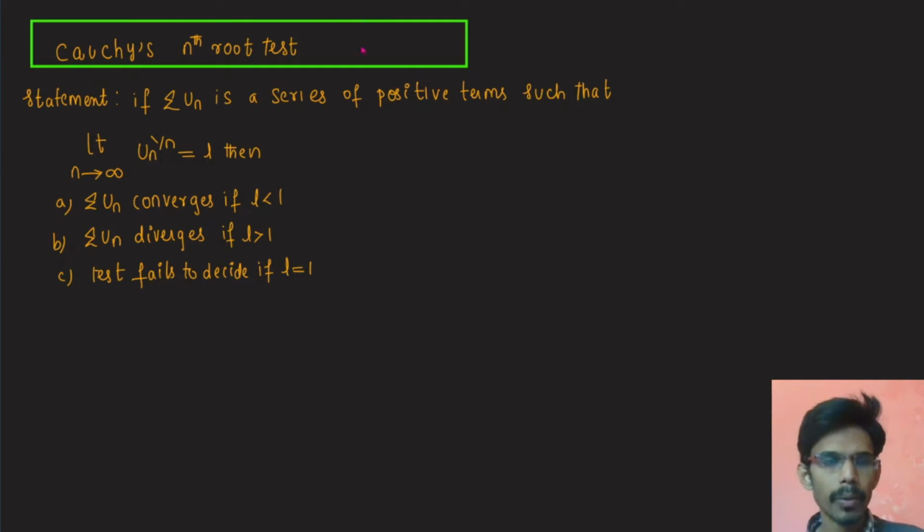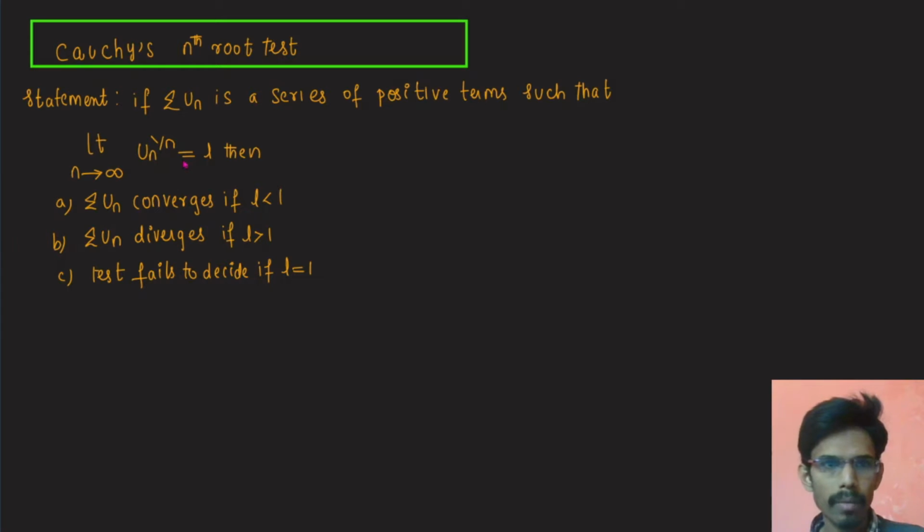Now in this class, I'm going to discuss Cauchy's nth root test. Usually, this test is applied to functions which are in nth power of a function. Now let us see the statement. If sigma un is a series of positive terms such that limit n tends to infinity of un power 1 by n, that is the nth root of this sequence un. Whenever we see the question of nth power, we apply this test.